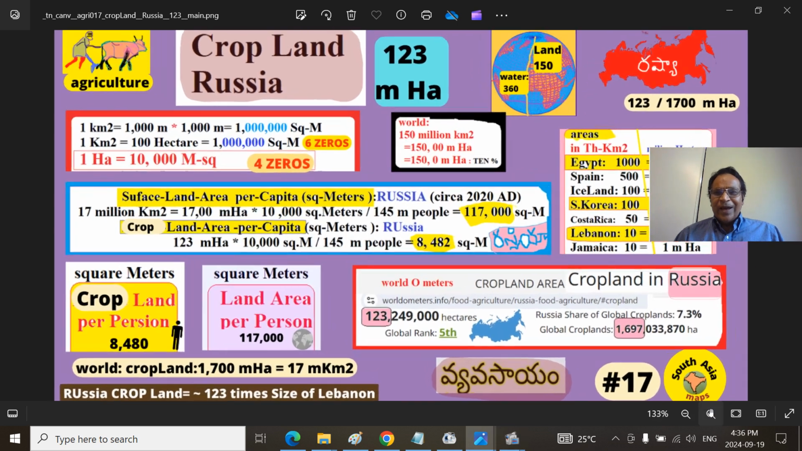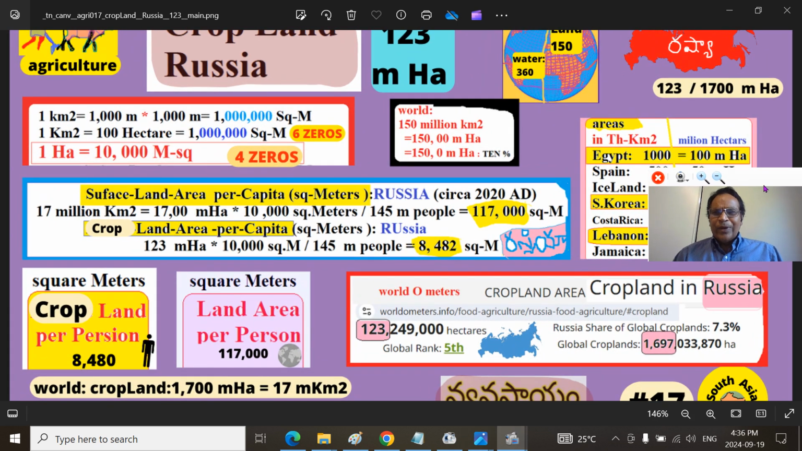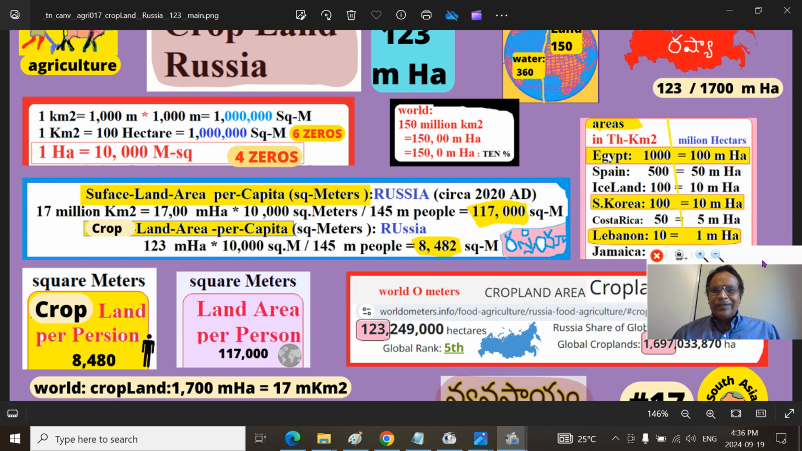I have given the countries for a little more comparison for you. Here, Egypt, remember, Egypt is 1 million square kilometers, which means 100 million hectares. Half of it will be Spain, 50. Iceland is 10% of it, 10 million hectares. South Korea, Iceland the same. Costa Rica, 5. Lebanon, this one, so 1 million.